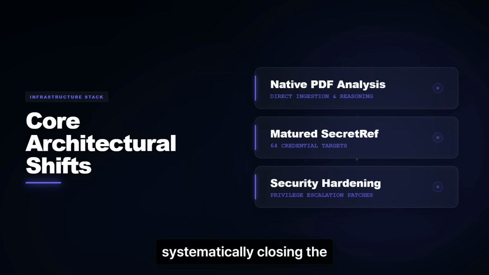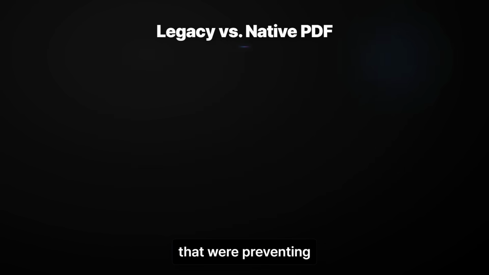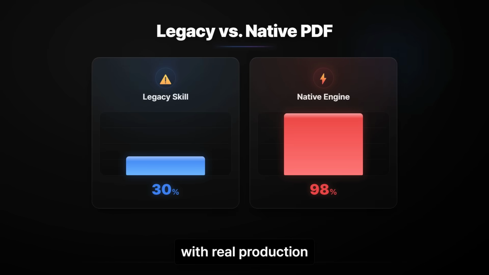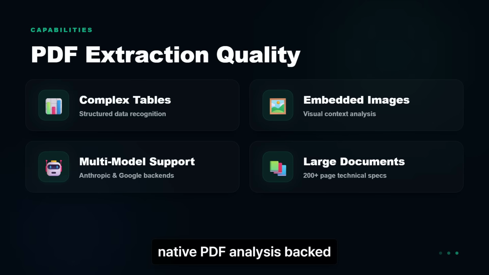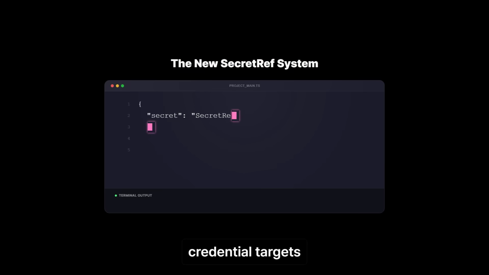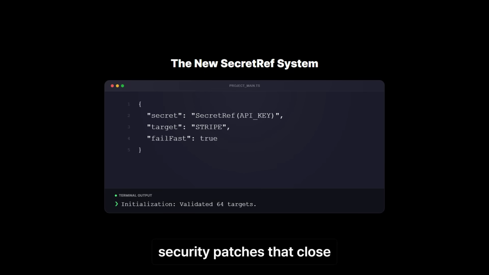It's OpenClaw systematically closing the gaps that were preventing developers from trusting it with real production workflows, and the PDF engine is only the most visible piece of a much larger architectural shift. 3 things define this release. First, native PDF analysis backed by Anthropic and Google as processing backends. Second, a fully matured secret system that now covers 64 credential targets. Third, security patches that close 3 separate privilege escalation vulnerability classes simultaneously.